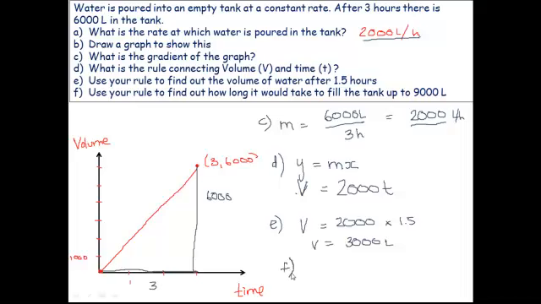And the last bit, part E, says now use your rule to find out how long it would take to fill up the tank to 9,000 liters. So now we know V is 9,000. That's equal to 2,000 times t. It says how long does it take, so we want t. If I divide both sides by 2,000, I can cancel out all those zeros. 9 divided by 2 is 4.5. So it's going to take 4.5 hours to fill up the tank to 9,000 liters.